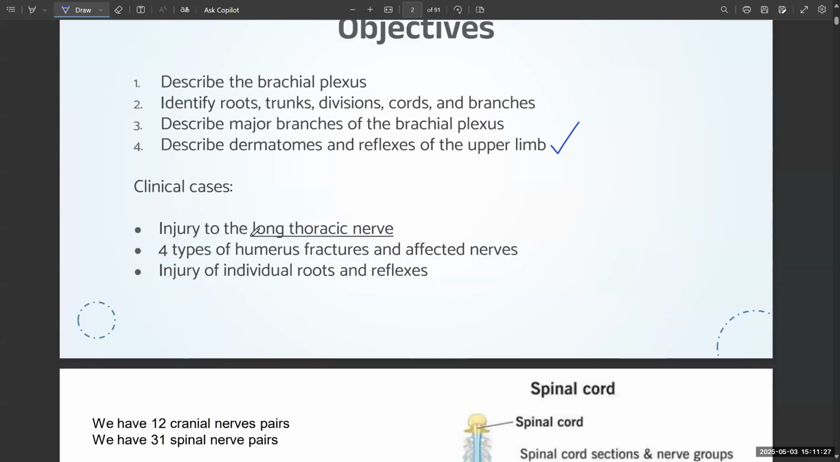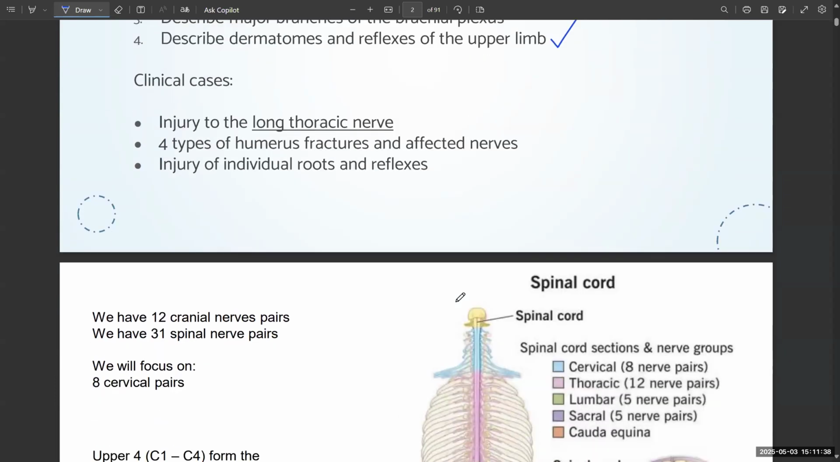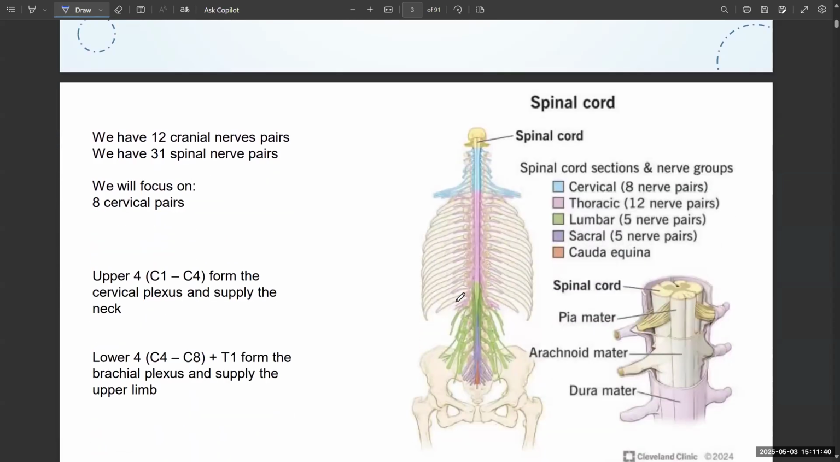For the clinical cases, we have injury to the long thoracic nerve. We have four types of humerus fractures and the affected nerves. And then we have injury of the individual roots and the reflexes that are associated. Okay, so let's move into the anatomy.